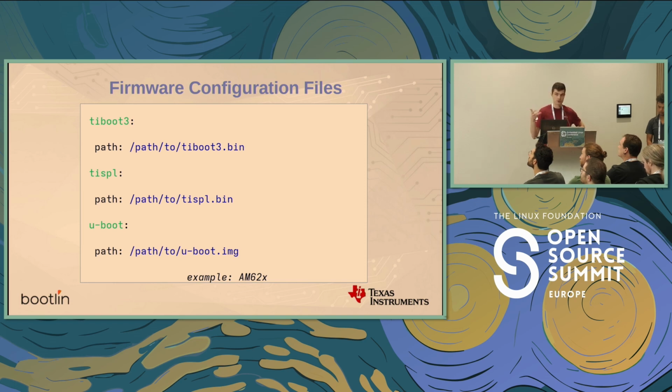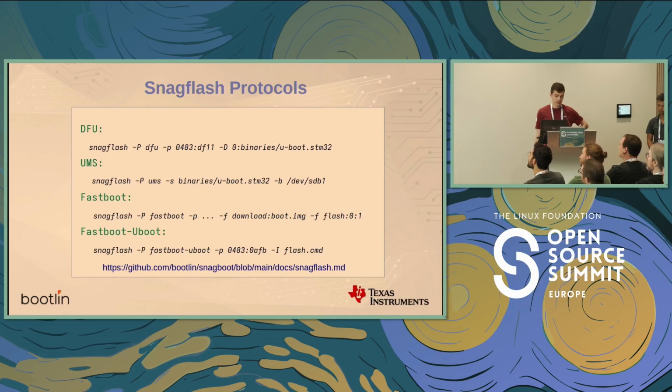And before U-boot, you usually need at least one first stage bootloader to initialize external RAM, sometimes more. In this case, AM62X, we have 3 different firmware images that we need to run, like TI boot 3, TI SPL, and then U-boot proper. And we just have this firmware config file where we tell Snag Recover where to find precompiled images for these bootloader stages. For Snag Flash, things are pretty different, because once again, it's just dealing with standard USB gadgets. And so you just specify the protocol you want to use. So this will be dependent on the kind of gadget you decided to expose from your U-boot proper.